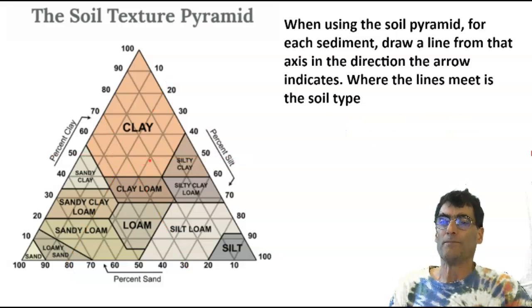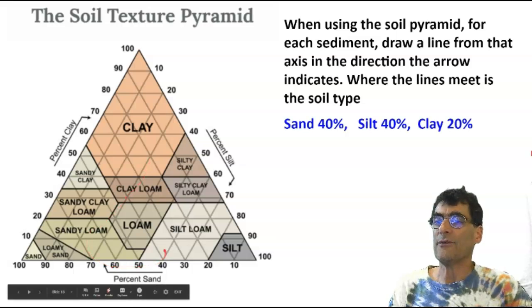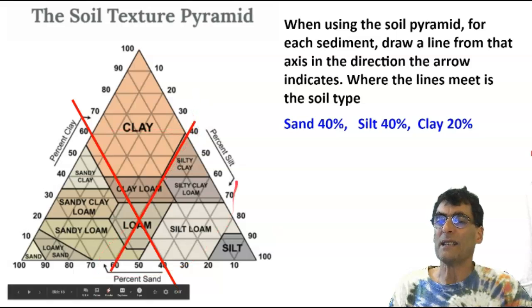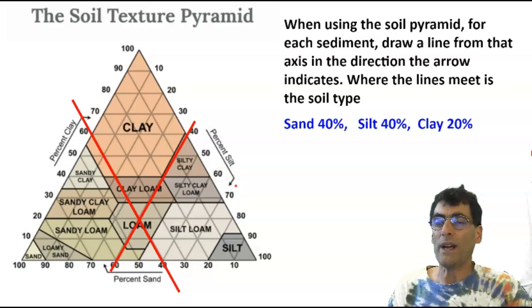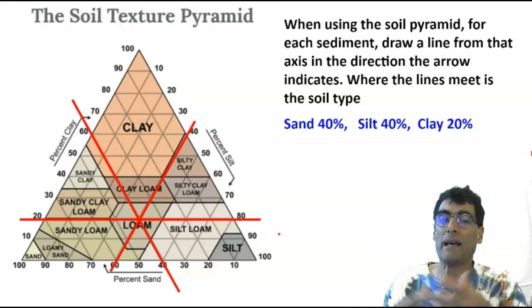Let's do one more. 40% sand, so we go up here like this. 40% silt, let's see, the 40 is right there, so the 40 goes down like this, because that's what that arrow shows. And then 20% clay. Clay's on this side, we go down to the 20, and we draw a line across, and it's loam.